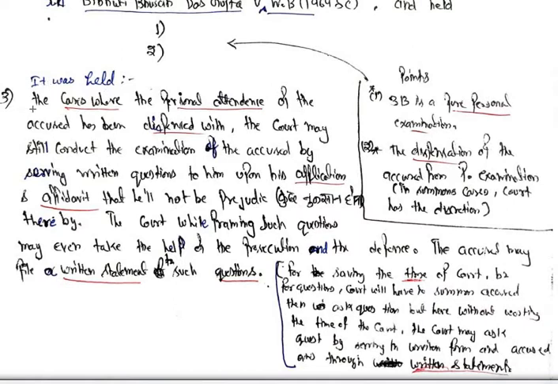third is this: the cases where the personal attendance of the accused has been dispensed with, the court may still conduct the examination of the accused by serving written questions to him upon the application and affidavit that he will not be prejudiced. Prejudice मतलब आप समझते हो, कुछ नुकसान ना हो, उसका कुछ नुकसान ना हो. That he will not be prejudiced thereby.